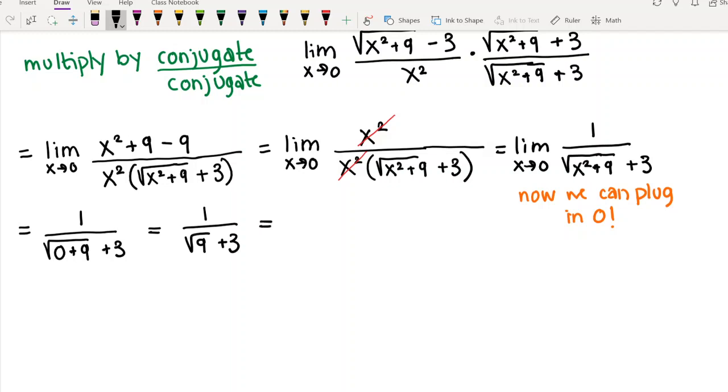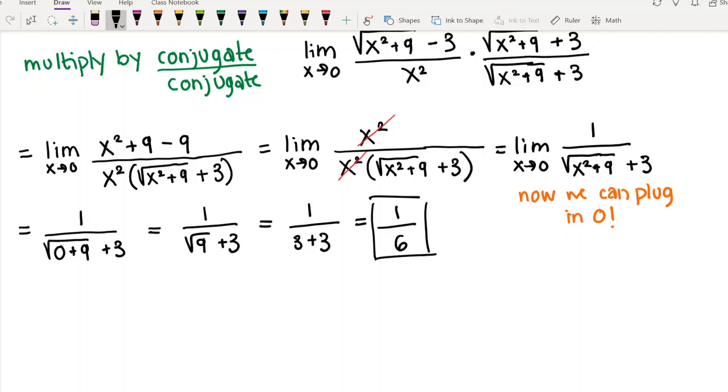And square root of 9 is just 3. So we're left with 1 over 3 plus 3. And that is equal to 1 over 6. So that is our final answer for our limit. So they're all going to be kind of like this. So I'm not going to do another example of multiplying by the conjugate, just because I think you'll see that it really goes down very similarly.